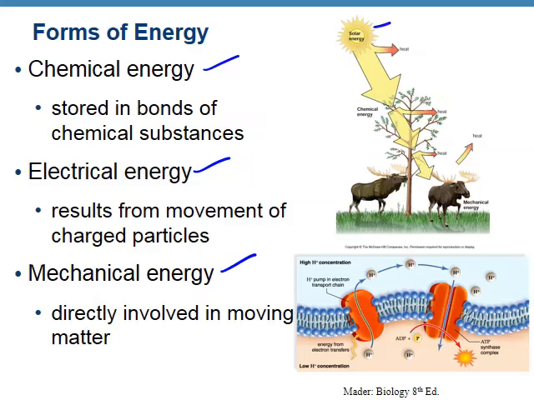So here's the sun. The sun is shining light onto the tree here. And this type of energy is electrical.